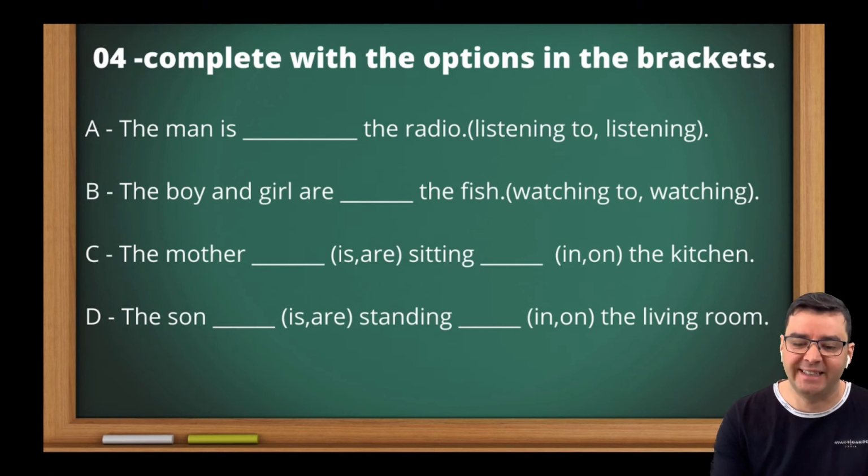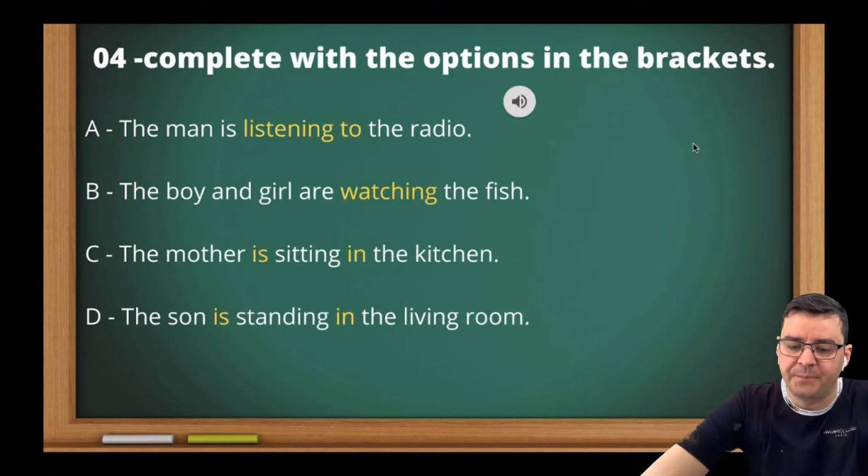Boa sorte. 4. Complete with the options in the brackets. A. The man is listening to the radio. B. The boy and girl are watching the fish. C. The mother is sitting in the kitchen. D. The son is standing in the living room.